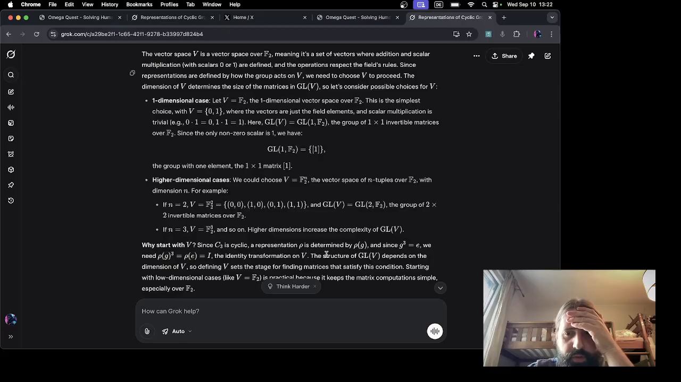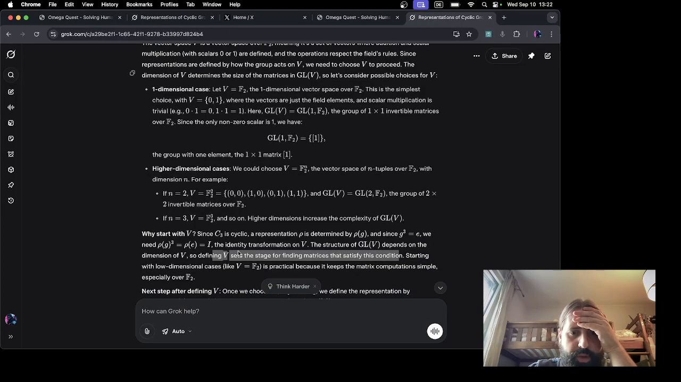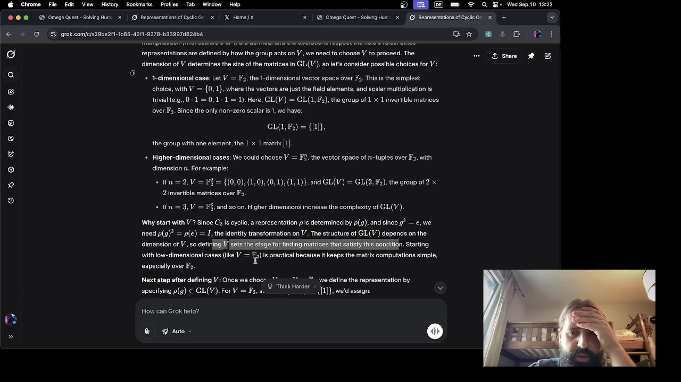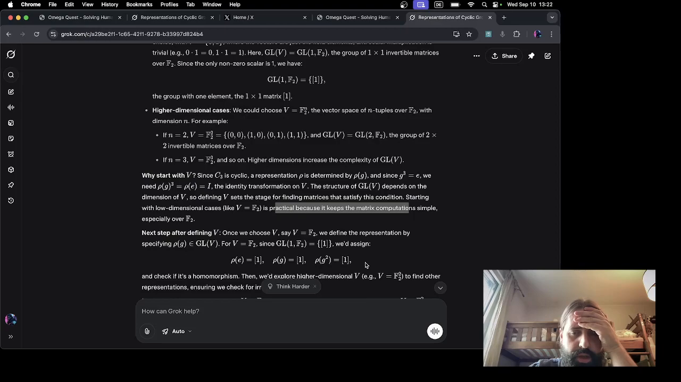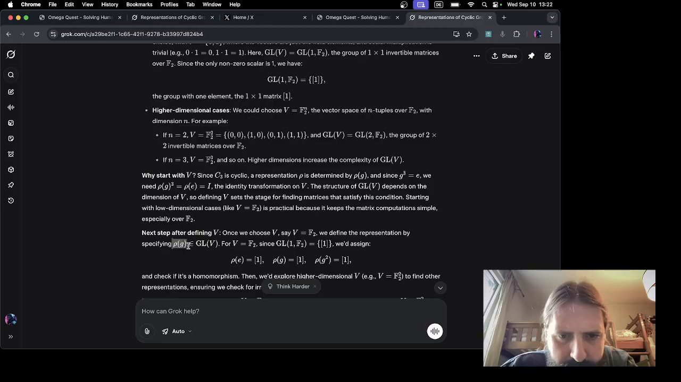So the structure of GLV depends on the dimension of V. Defining V sets the stage for finding matrices that satisfy these conditions. Starting with low dimensional cases is practical because it keeps the matrices simple. Say V equals F2, we define the representation by specifying rho of G, which belongs to these.